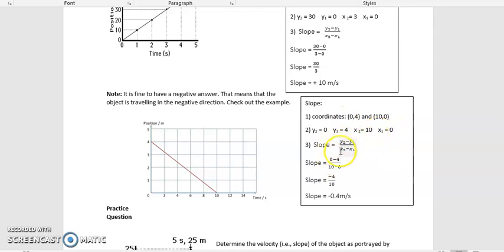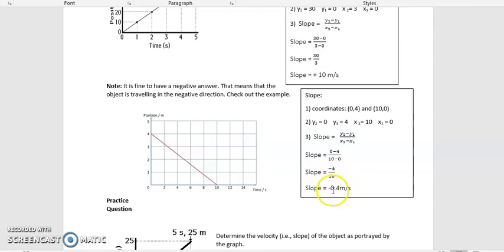So I wrote out my equation. Again, it's always good to write out your equation. Make sure that you're showing your work so that I can see what you're doing and you know what you're doing. So let's look at our y2. y2 is 0 minus a y1 of 4. And then our x2 of 10 minus our x1 of 0. So I have negative 4 divided by 10, which gives me a negative slope of 0.4 meters per second in the negative direction.